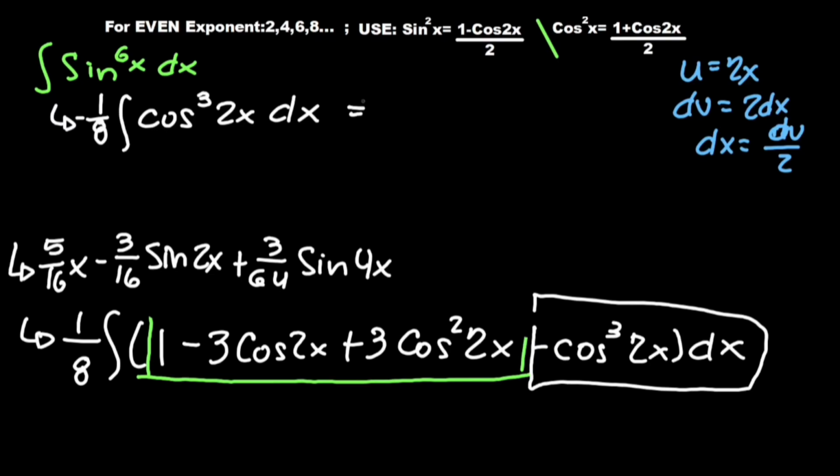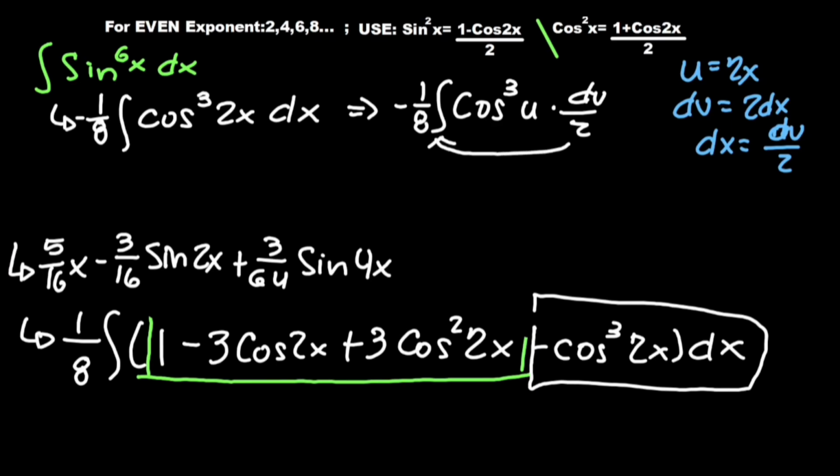And so this would be negative 1/8 integral of cosine cube of u, dx right here would be equal to du over 2. And so put 2 outside the integral, and you would have 1/16 of integral of cosine cube u du.